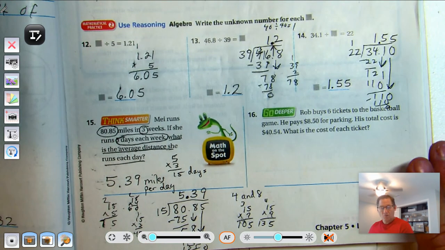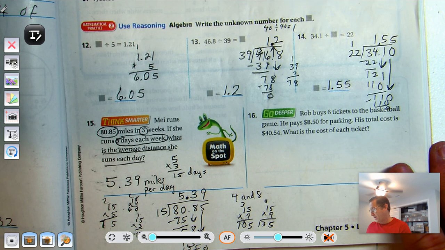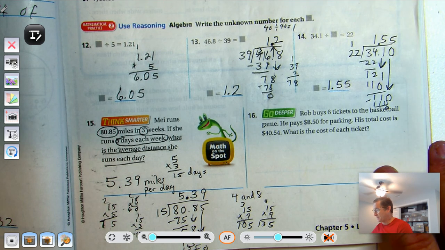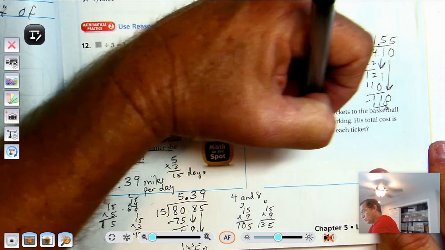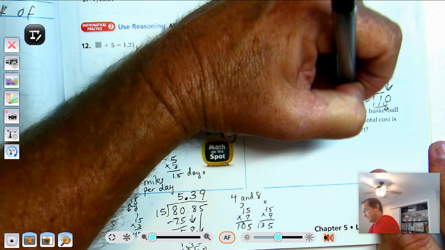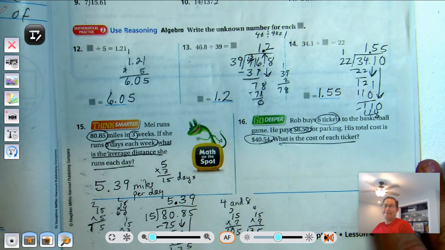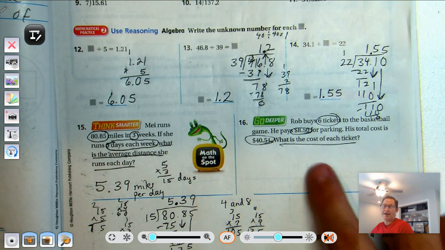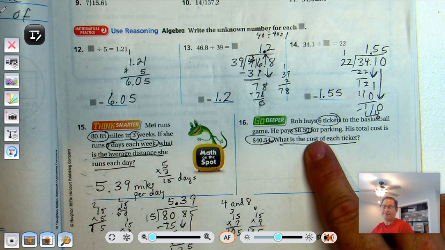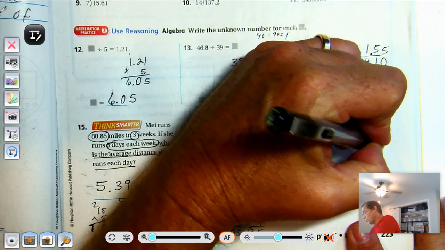16. Rob buys 6 tickets to the basketball game. He pays $8.50 for parking. His total cost is $40.54. What is the cost of each ticket? All right. Well, $8.50, that's not the price of a ticket. So we have to subtract that from his total amount.